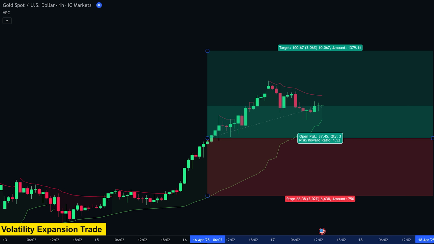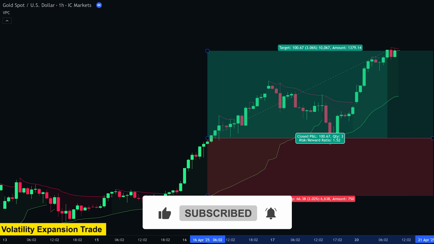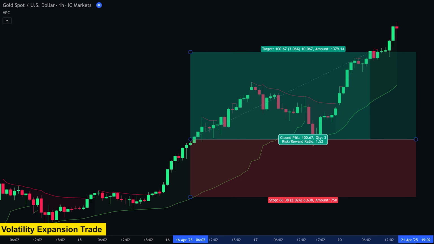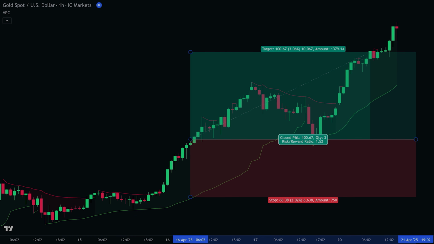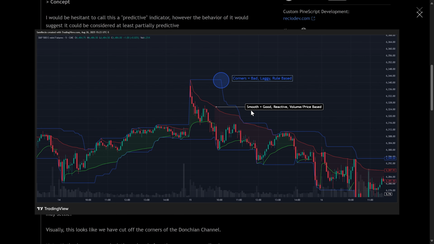From following the trend, to using the bands as support and resistance, catching breakouts, fading reversals, and even trading volatility expansions, this tool gives you a flexible way to read price and volume together right on your TradingView chart. The secret is patience. Wait for the VWAP levels to set up, use clear candle confirmation, and always match the setup to your overall plan.